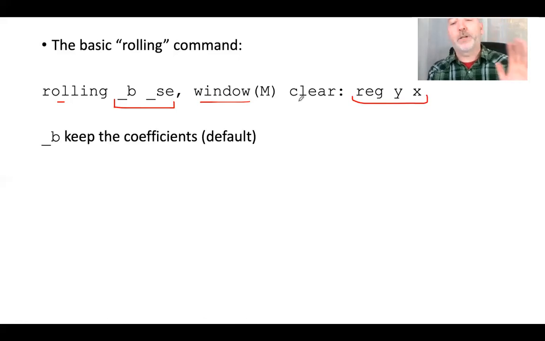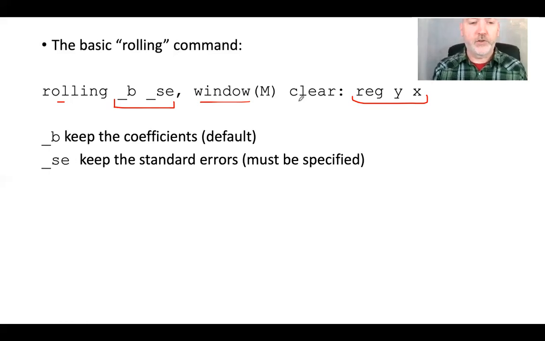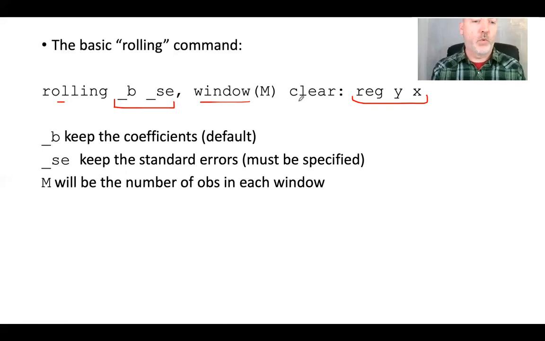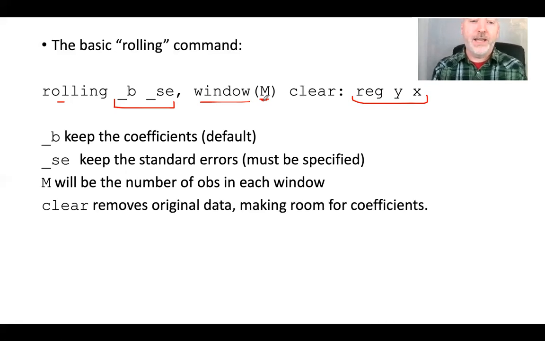So the _b, and that's the default, gets the alpha and the beta, right, for each of our x variables. We'll get the slope coefficient, the standard error, we want that. The m, again, that's going to be a number. We'll plug in some value there between 30 and 100, rule of thumb. The number of observations in each window in each local regression. And then clear, we know what that does.